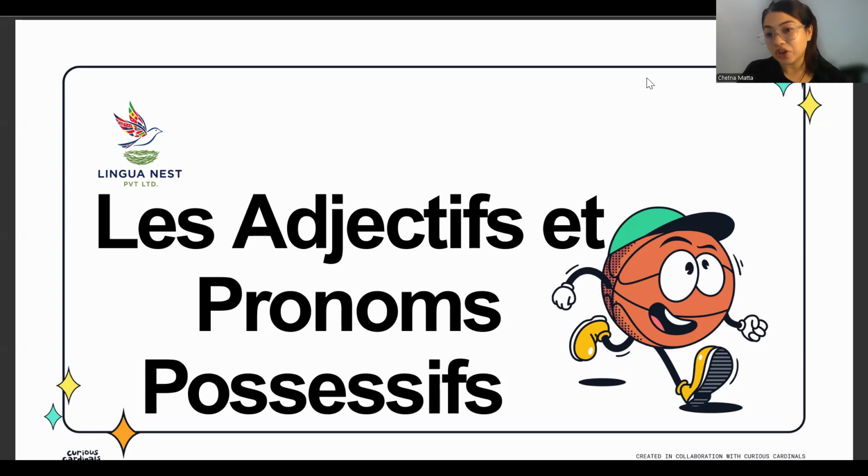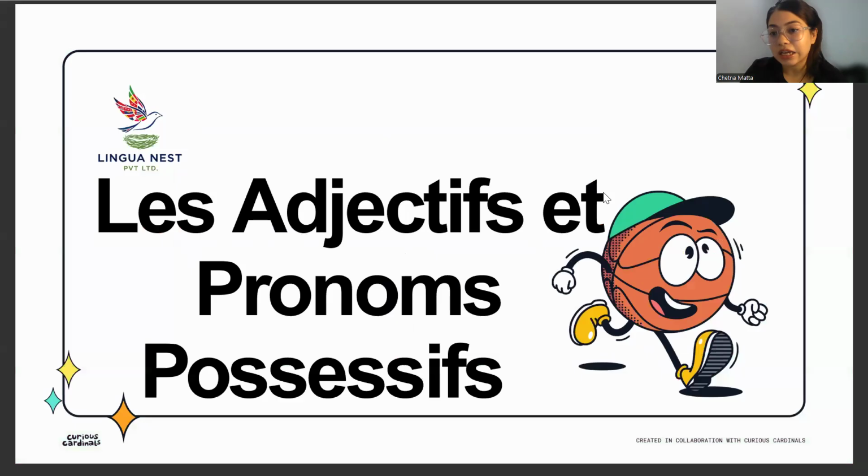So it is very similar here. Whenever you talk about your book, your pen, where you have a noun with it, you will always use the adjective possessive. And when you completely replace the noun and the adjective possessive, you use the pronoun possessive. Let's see how it goes.